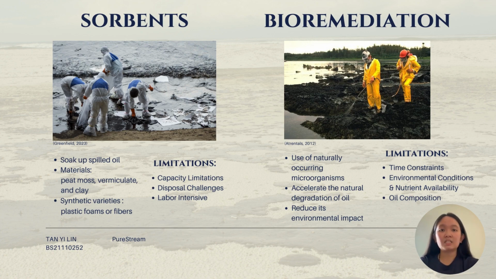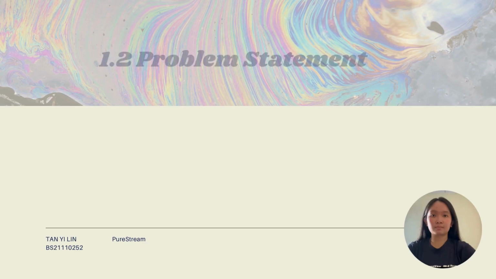Bioremediation, though promising, is a slow process that can take weeks or months to show significant results. Its effectiveness is highly dependent on environmental conditions like temperature, oxygen level, pH, and nutrient availability. Some oils, especially those with complex hydrocarbons, resist microbial degradation, limiting the suitability of bioremediation for certain spills.